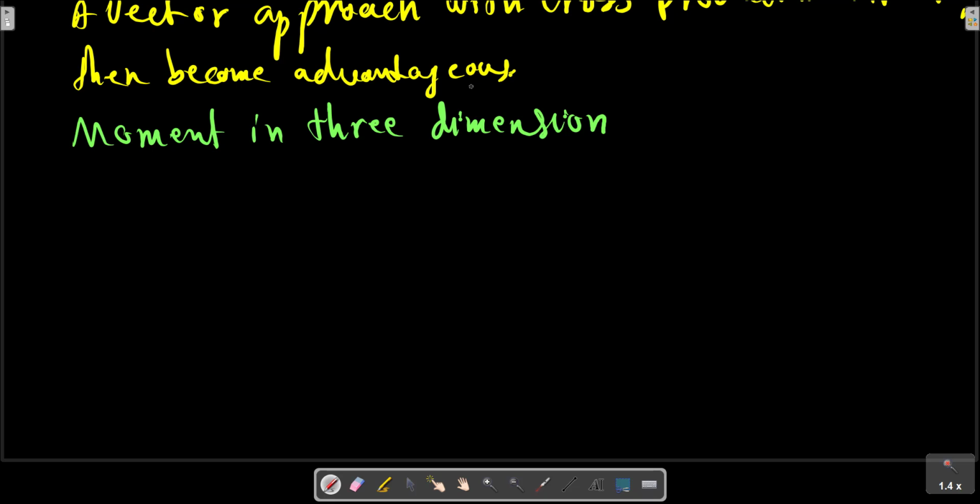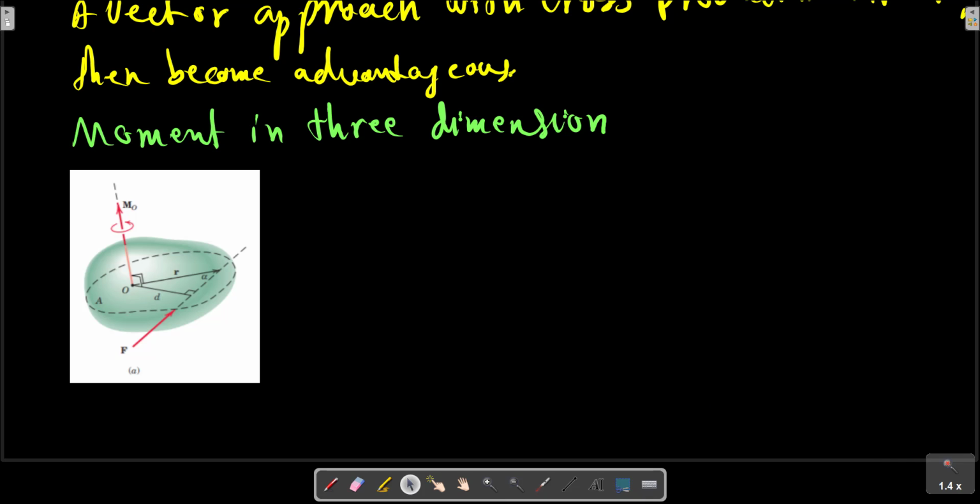Consider a force F with a given line of action acting on a body as shown in this picture. The force F and the line of action of F, and any point O not on this line, establish a plane A, shown with the dashed line.